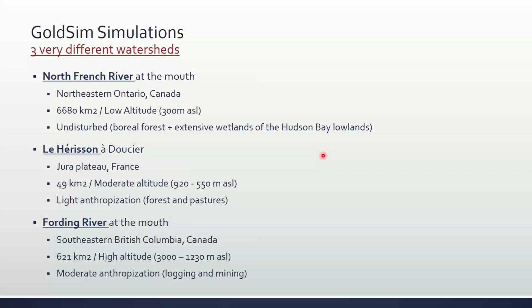And finally, the Fording River in southeastern British Columbia, a mid-sized catchment, 621 square kilometers. It's a high altitude one, ranging from just over 3,000 meters for the peaks, and the outlet is at 1,230 meters above sea level. And moderate anthropization with mostly logging, but there's also mining. So most of the operations from Teck are located in the Fording River watershed.